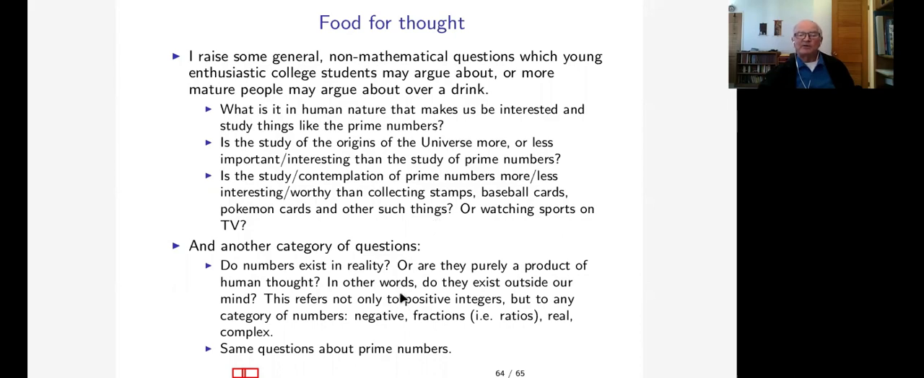And the other question is also sort of philosophical. Do numbers really exist in reality, or are they just a product of our human thought? Are they real? It's just like you see a tree; in the same vein, a number exists, but you can't see it. Or if humans didn't exist, then numbers didn't exist either. And that refers not only to the positive integers, but to any category of numbers: negative, fractions, real, complex, or prime numbers for that matter.